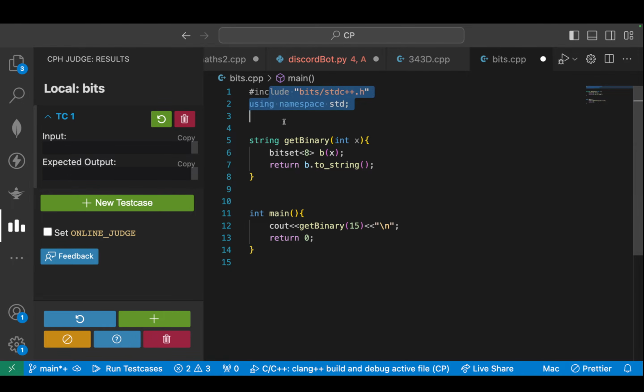So in this C++ code, what I'm doing is I have a main function, and I have also defined a function called getBinary. What it's doing is just converting my number into its binary representation.